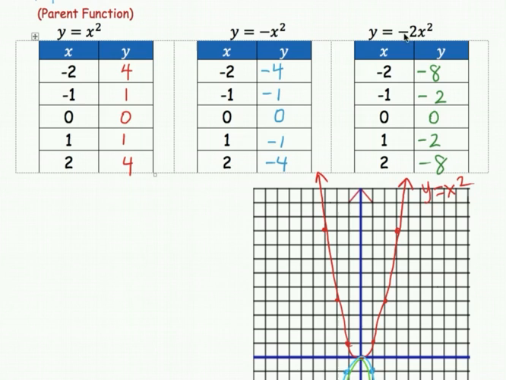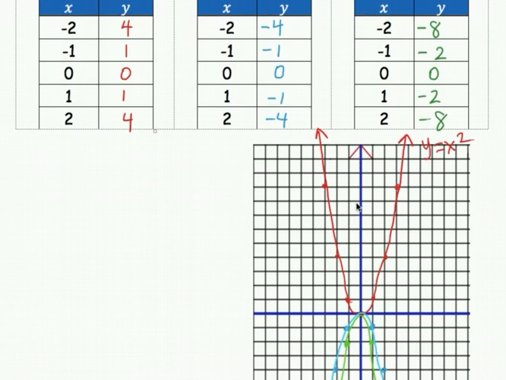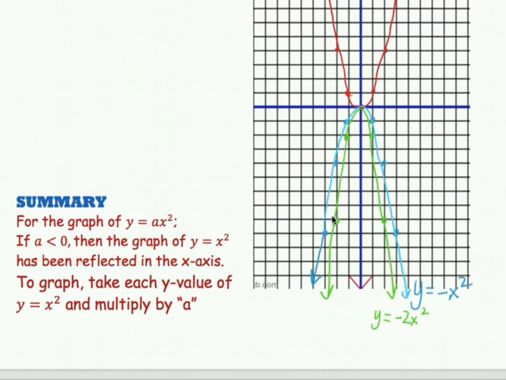Okay, and then this -2 here. So the negative will flip it down, but then the 2, remember from before, is a vertical stretch. So you found that, see how it's inside the blue here? Okay, so you have a reflection in the x-axis and a vertical stretch. So our summary here is, again, we're always analyzing what's in front of the x squared here. If it is less than 0, so if it's negative, then the graph will be reflected in the x-axis.